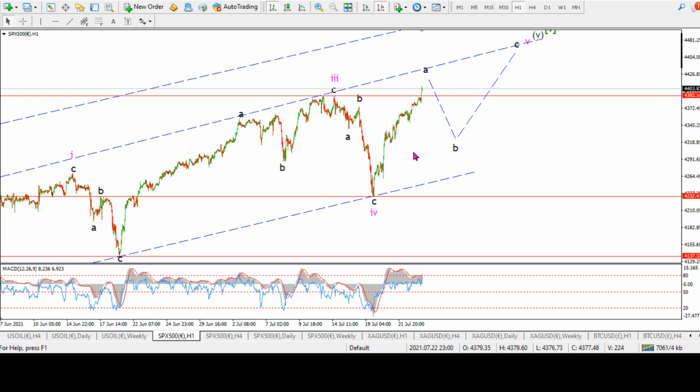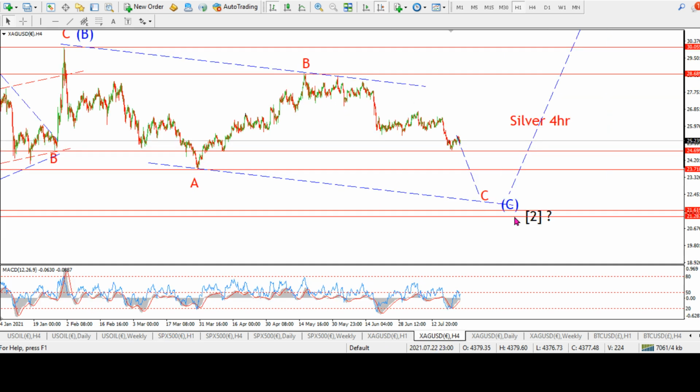I mean, every wave will crash on the shore, so will this one. Okay, let's move on. This is silver. Still looking for a fall below 21, complete a second wave in silver. We're not quite there yet. Looking for 5 waves down in this wave C here.